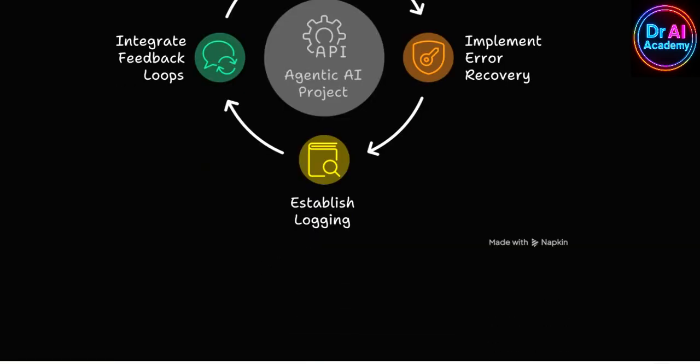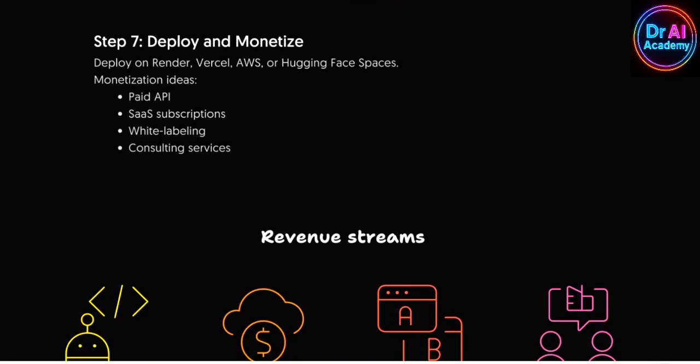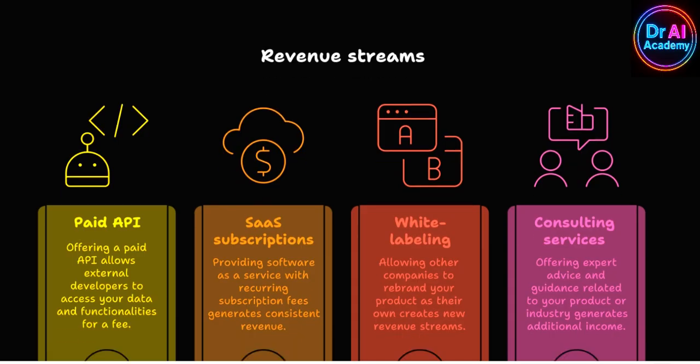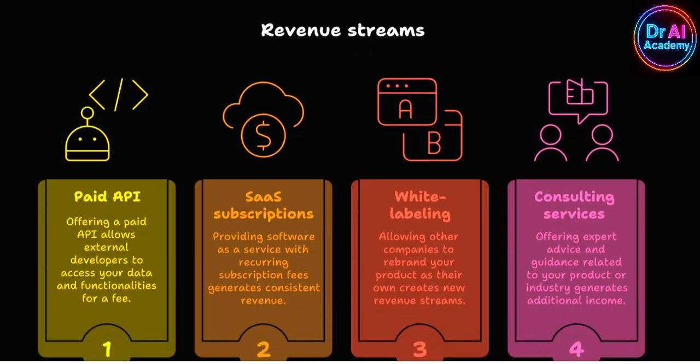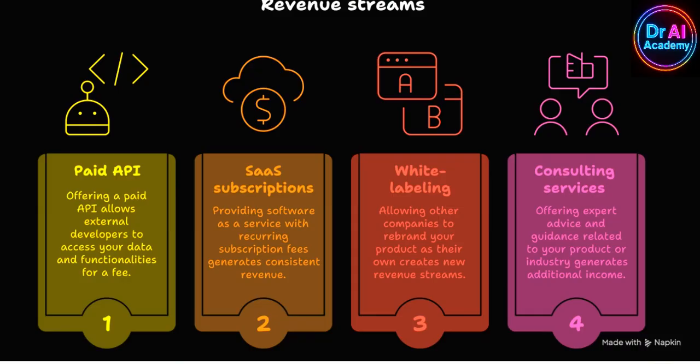Step 7. Deploy and monetize. Ready to go live? Here's how. Deploy with Render, Vercel, Hugging Face Spaces, Replit, or AWS. Use cron jobs or webhooks for automation. Add access control if needed. Monetize via paid API access, monthly subscriptions, B2B SaaS tool, consulting plus white label solution. Remember, small focus tools can become big products.